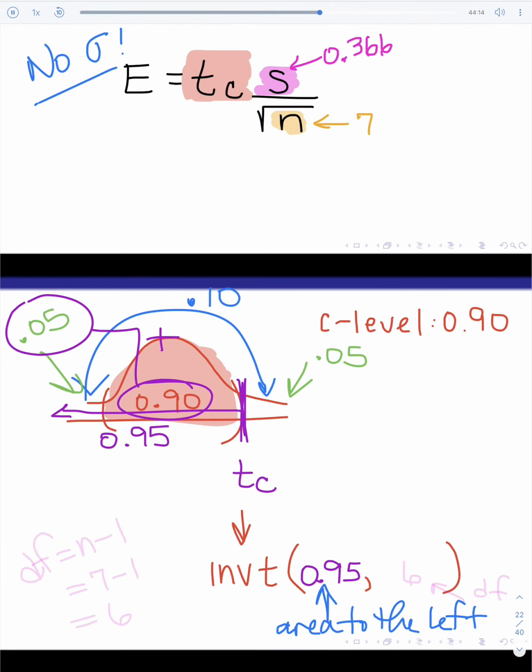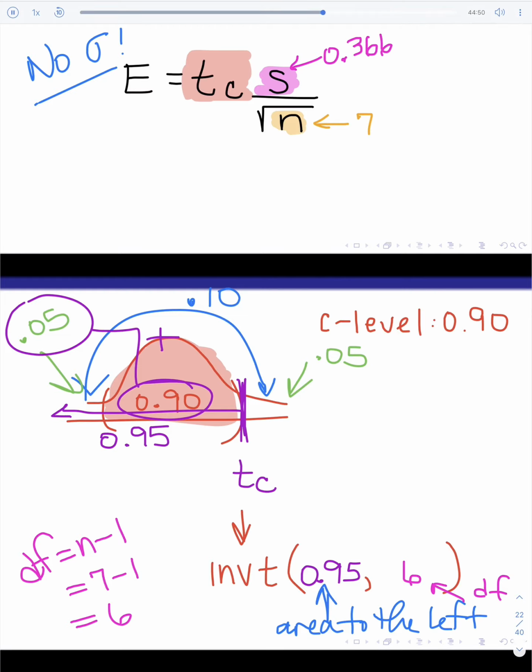Now, there is one more extra thing that the inverse t needs, and it's called the degrees of freedom. Well, the degrees of freedom here are based on n. We'll use df for degrees of freedom. Will be n minus 1. Well, our n on this one is 7, so it'll be 7 minus 1, which is 6. So that's what's going to go in our last slot always, is our degrees of freedom when we're doing our inverse t. Now, inverse norm didn't require degrees of freedom, and that's okay.